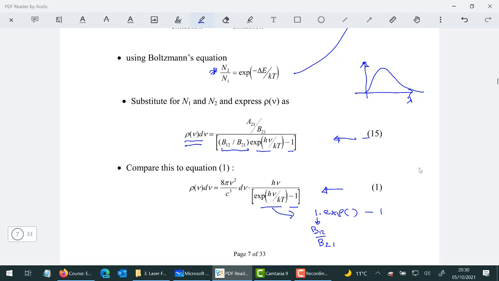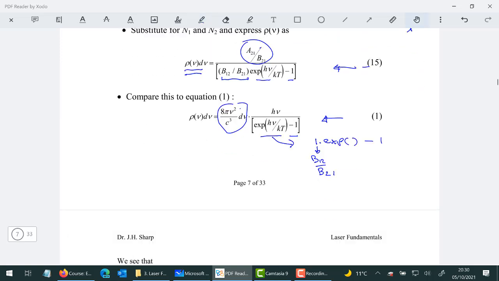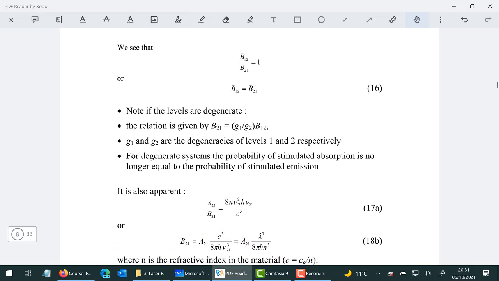Okay. We can also compare the constants at the front. I should add here that this condition is true because we have non-degenerate energy levels. If they are degenerate, then we have to factor in our values for G1 and G2 to give the relationship between B12 and B21, because it might be easier to get into level 2 than it is to get into energy level 1.